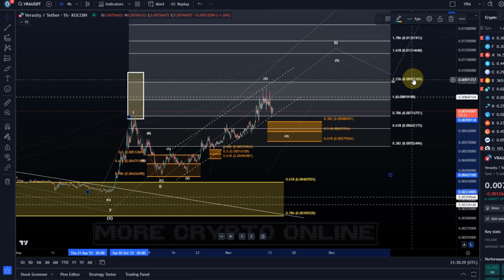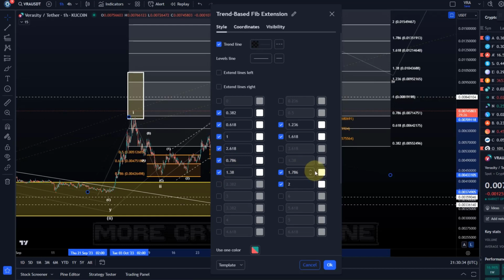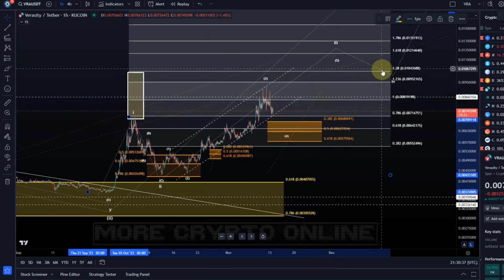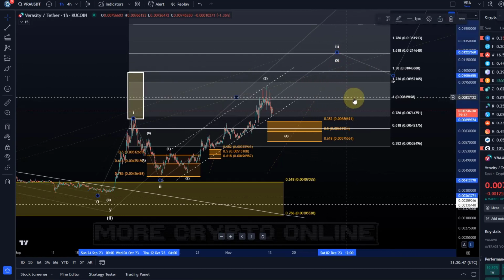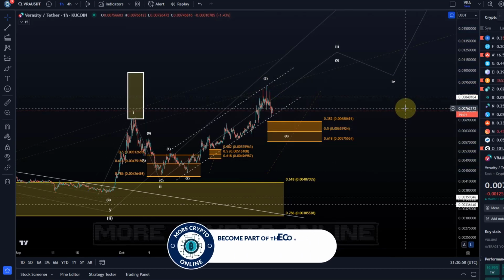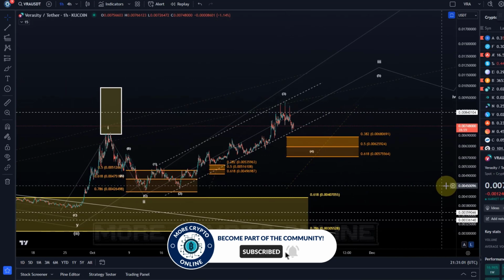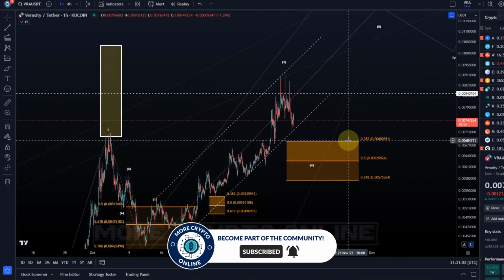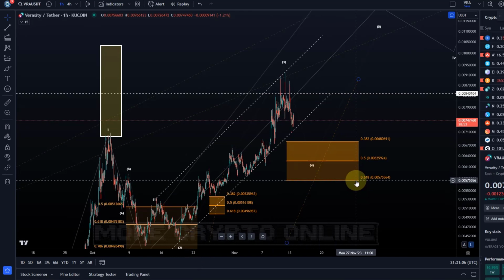That's at 0.0095 USD. I have to add the 1.38 extension now because that will be a relevant one, basically at 1 cent. And above that level, the 1.618 extension level at 1.21 cents. This is sort of the ideal range for this larger degree third wave between the 1.236 extension and the 1.618 extension. We're now currently in a corrective looking pullback. It's holding quite well. The support range, as we highlighted, does start at 0.0068 and ends at 0.0057.